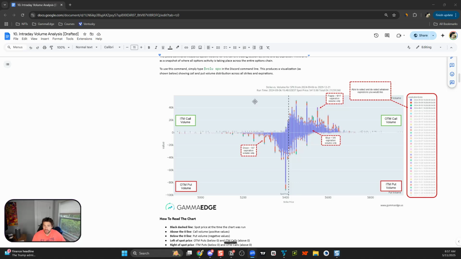So again, just quickly, up in this left-hand quadrant, this is in the money call volume, bottom left, that's out of money put volume, bottom right, in the money put volume, top right, out of money call volume. And then above the zero line, this is all your calls. Then below, this is all your puts.